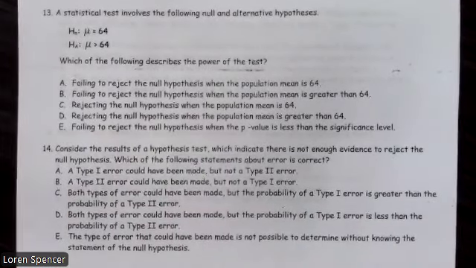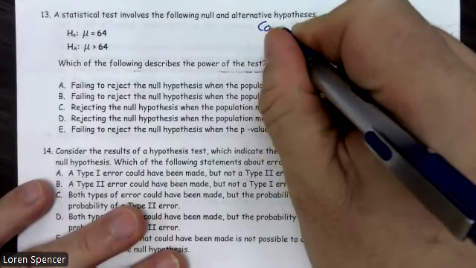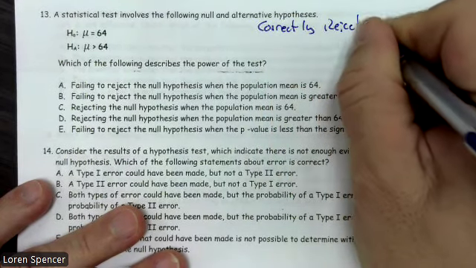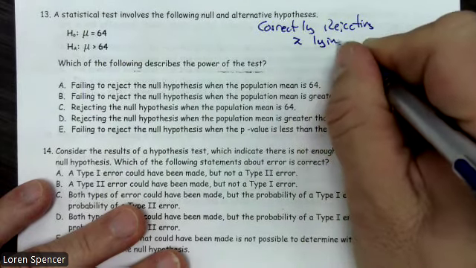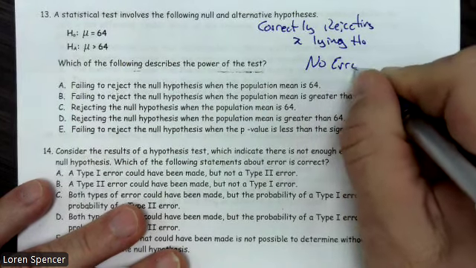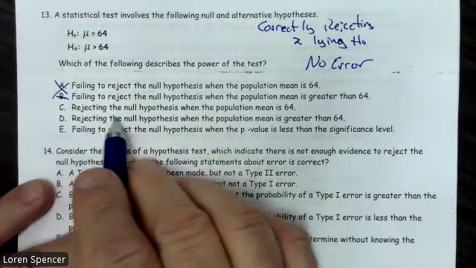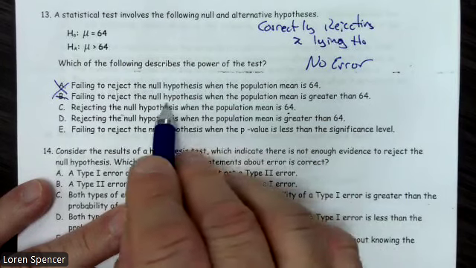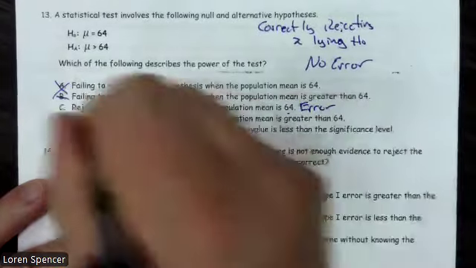All right. Which of the following describes the power of the test? Power is not an error. Power is correctly rejecting a lying null. No error. So failing, nope, we didn't fail anything. We rejected the null hypothesis when the mean is 64. Oh, that's an error. We shouldn't reject it if it is 64. So this is an error. Power is not an error.